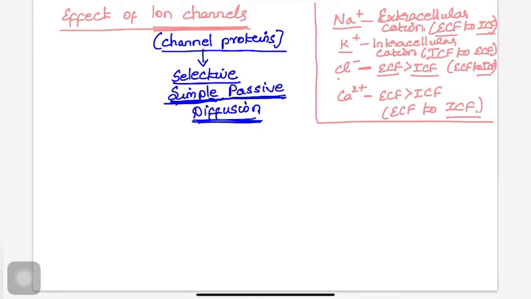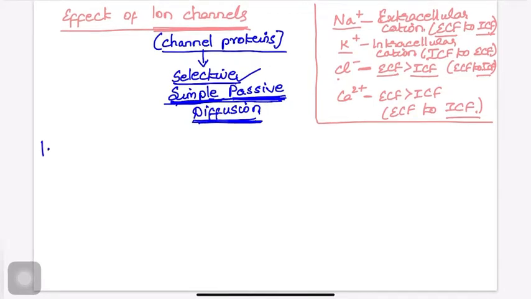Okay, so what do ion channels do? Ion channels selectively transport ions along the concentration gradient across the membrane. First we shall see what will happen when sodium channels open. All these ion channels are present in the cell membrane, right? These are channel proteins present within the cell membrane that allow transport of specific ions. So when a sodium channel opens, as I already said, ion channels are selective, simple, passive diffusion. So these sodium channels will help in transport of sodium along the concentration gradient.